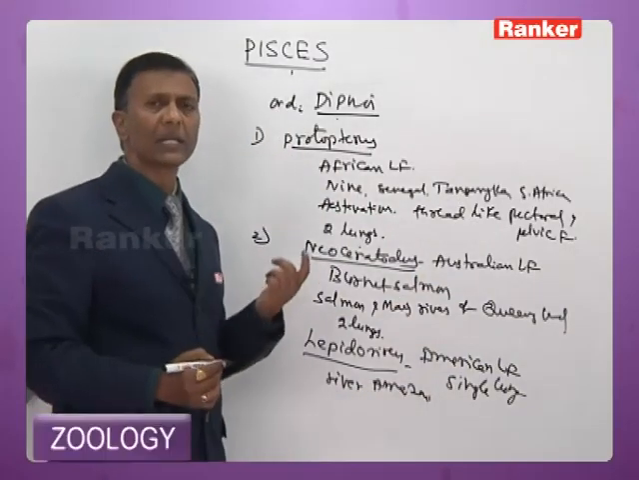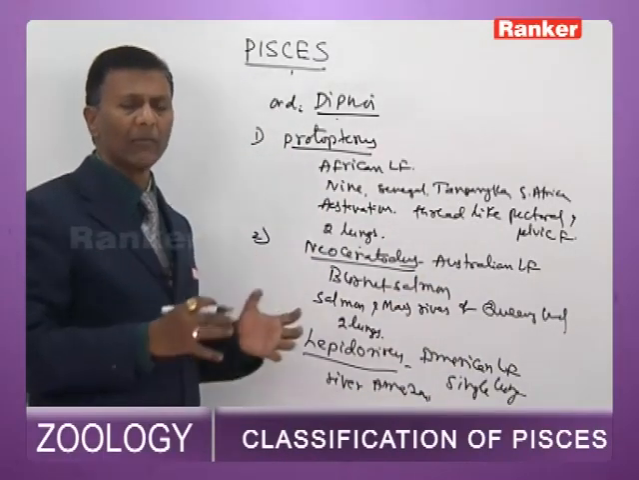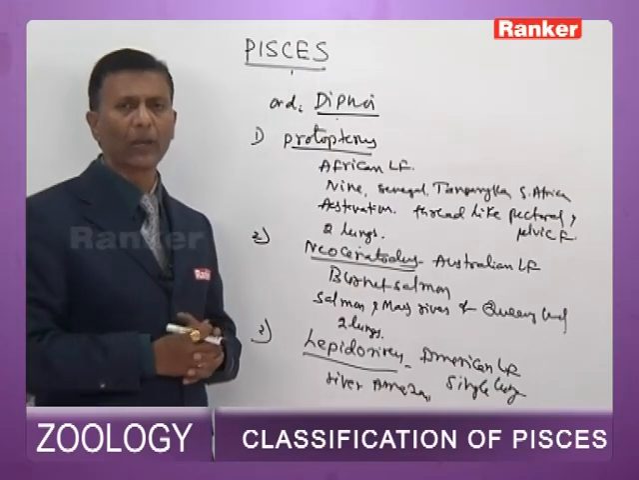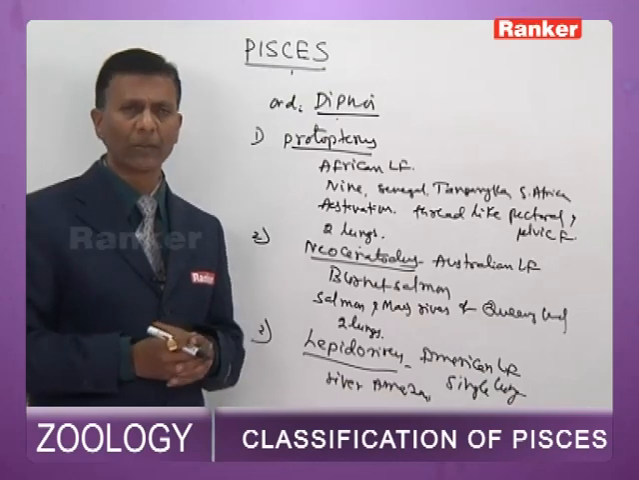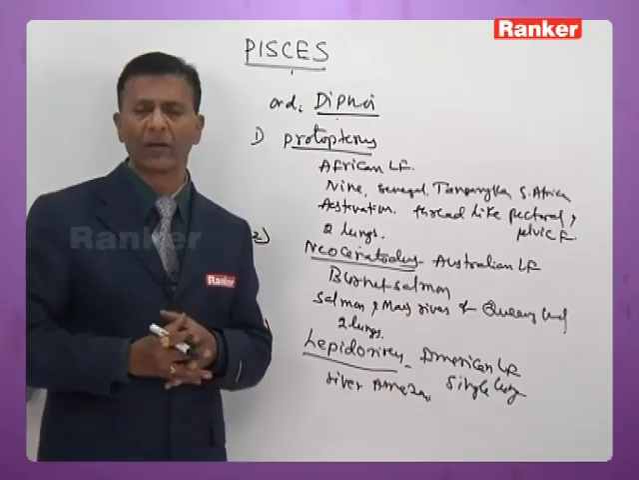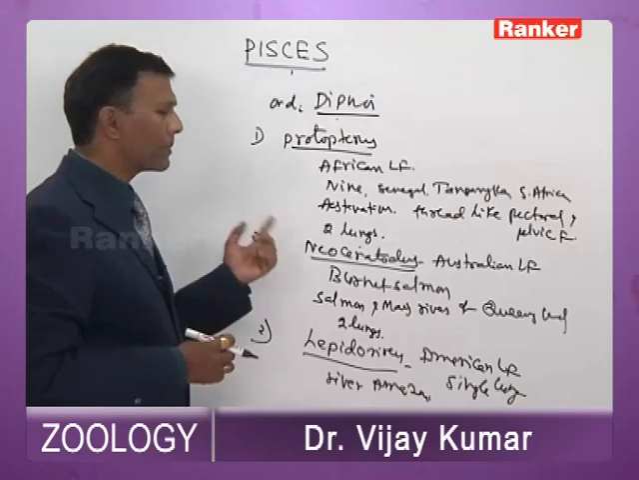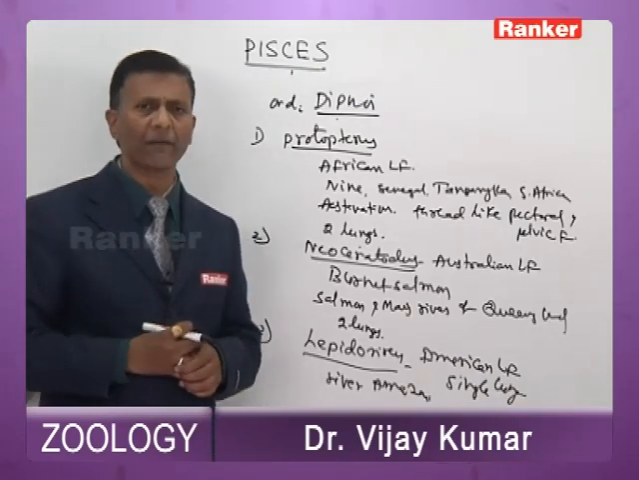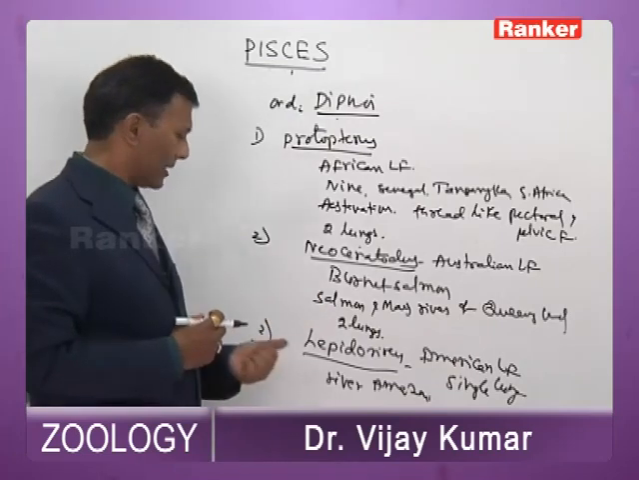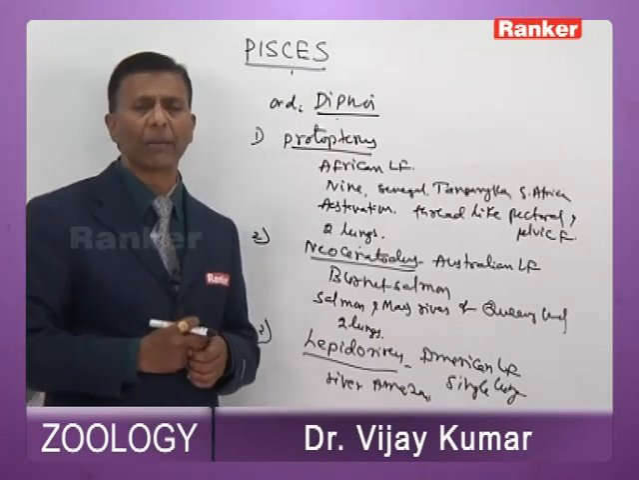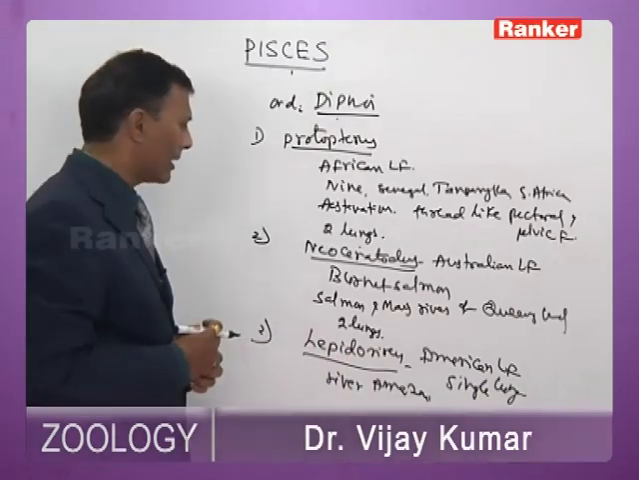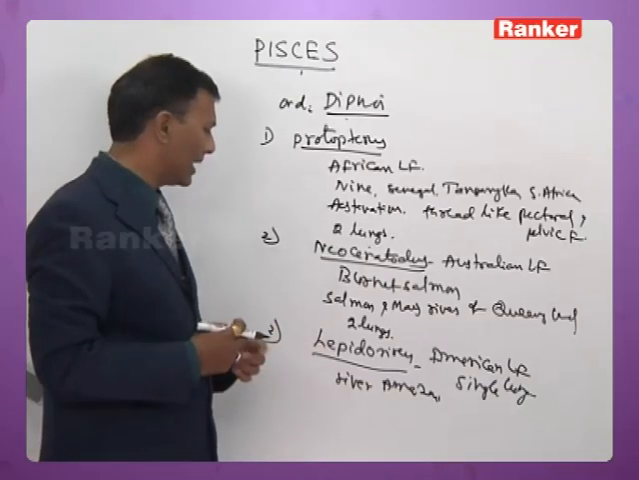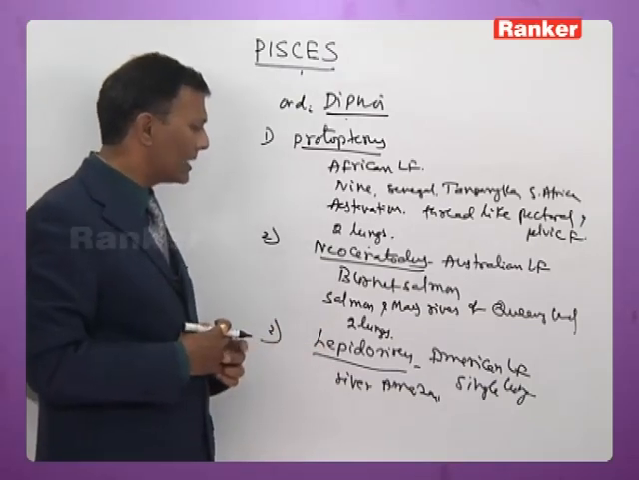So the entire Dipnoi is represented by only three genera. This is an important point from the EAMCET point of view or other competitive exams, where they may ask the common names or the unique characters of these three fish. One is Protopterus, the African lungfish. Then Neoceratodus, the Australian lungfish or Burnett salmon. The other one is Lepidosiren, which lives in the Amazon river of South America, commonly called the American lungfish. The first two fish have two lungs each, whereas in Lepidosiren only one lung is present.